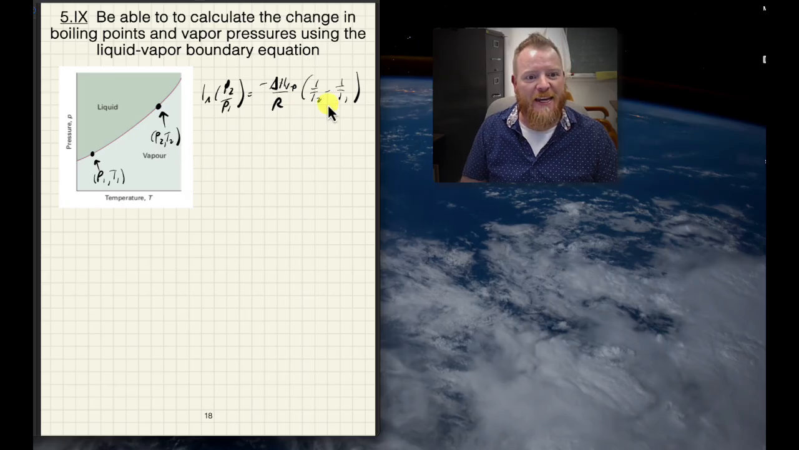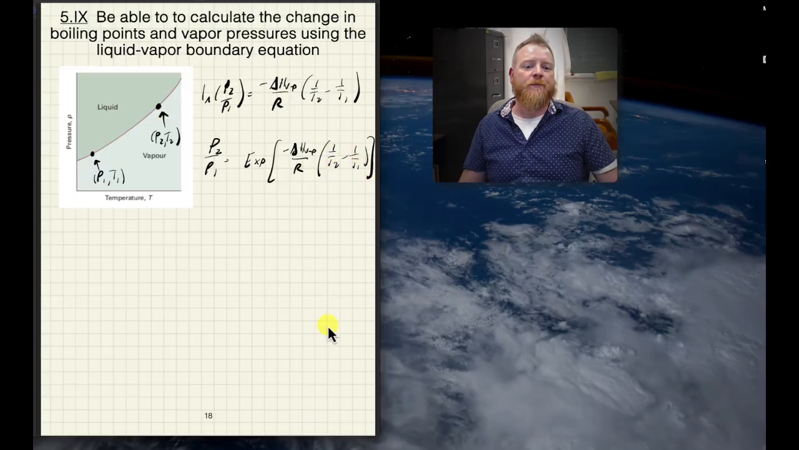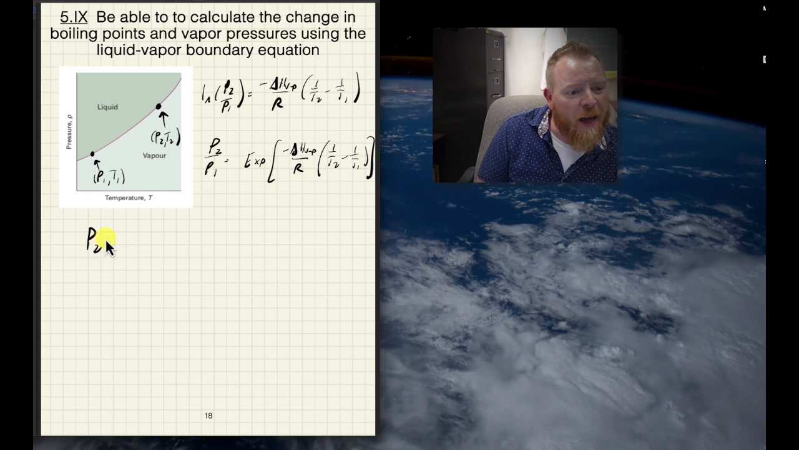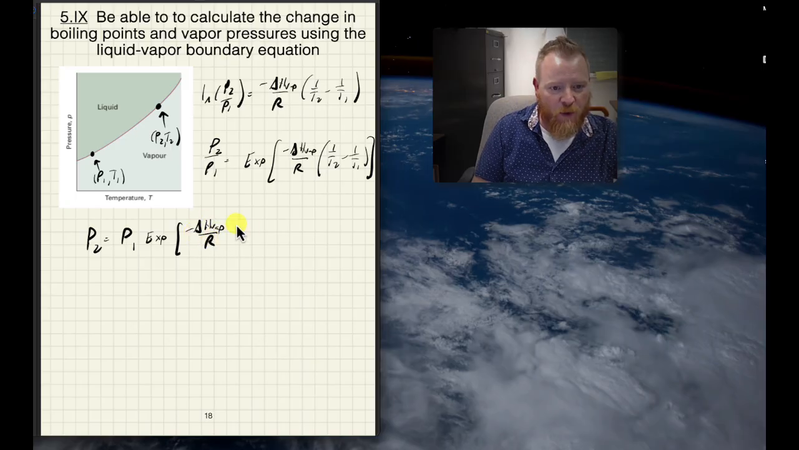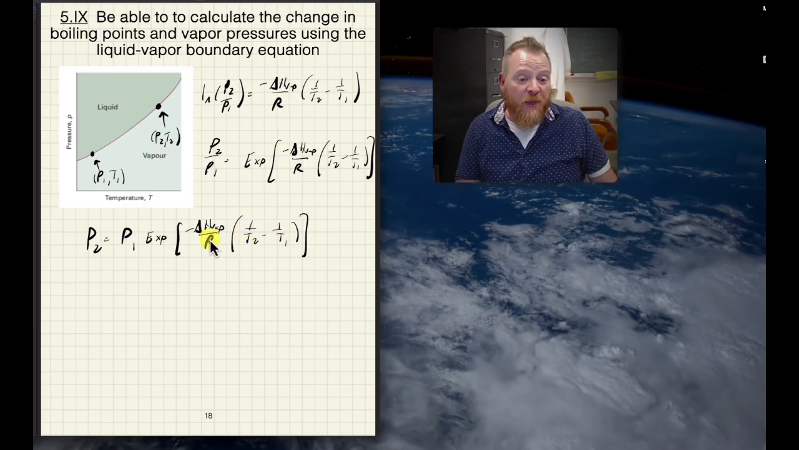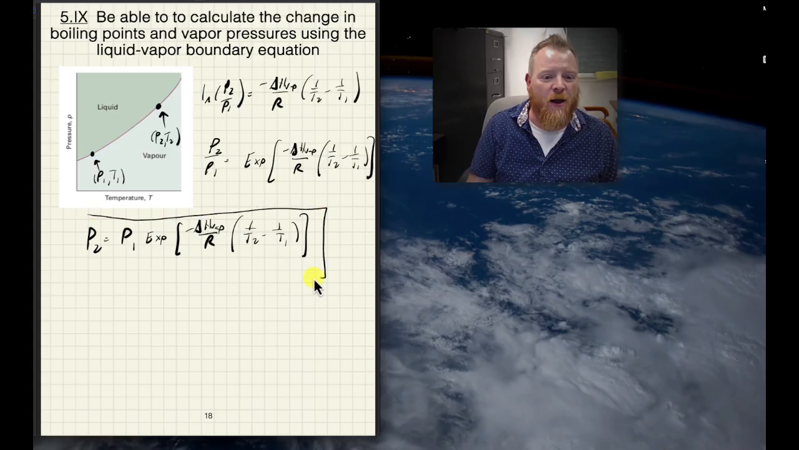So I'm going to take e to both sides, and that gives me P2 over P1 equals the exponential of negative delta H of vap over R, 1 over T2 minus 1 over T1. And then I'll do one more algebraic step, and we'll say P2 equals P1 times the exponential of negative delta H of vap over R times 1 over T2 minus 1 over T1. And this, you might have remembered from Chem 109, perhaps, is the Clausius-Clapeyron equation.